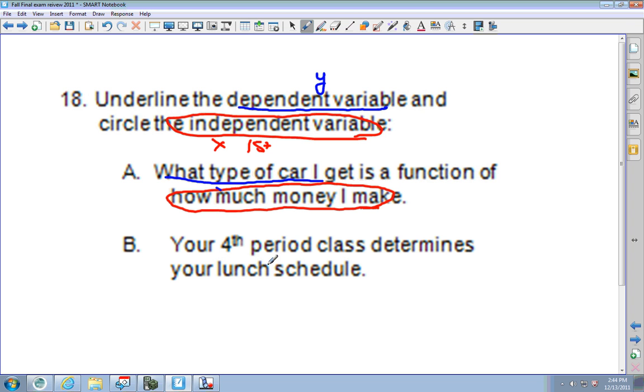Now, the next one right here, your 4th period class determines your lunch schedule. Well, what happens first? You are going to get your 4th period class, and it is going to give you your lunch schedule. There's the dependent.